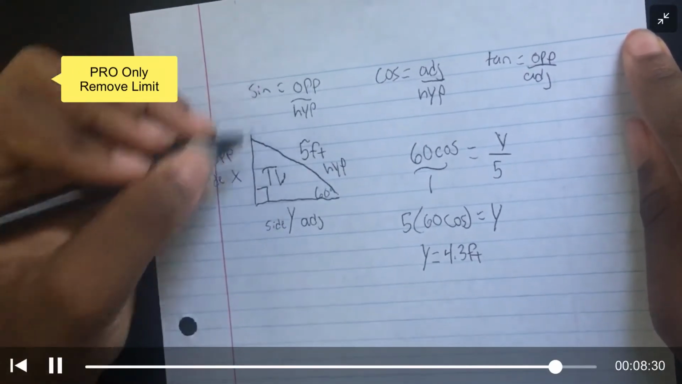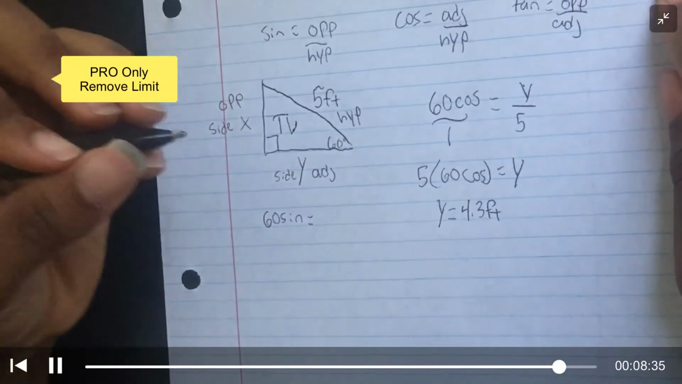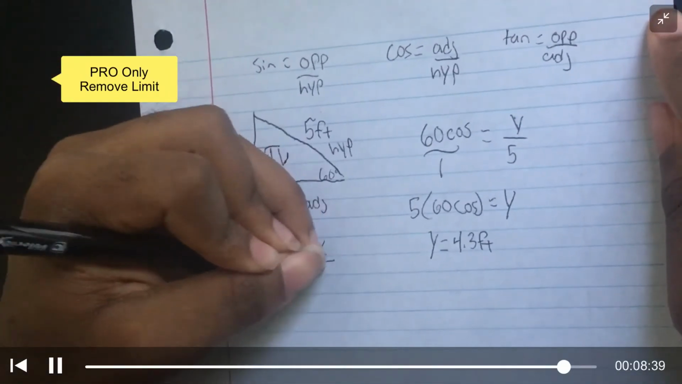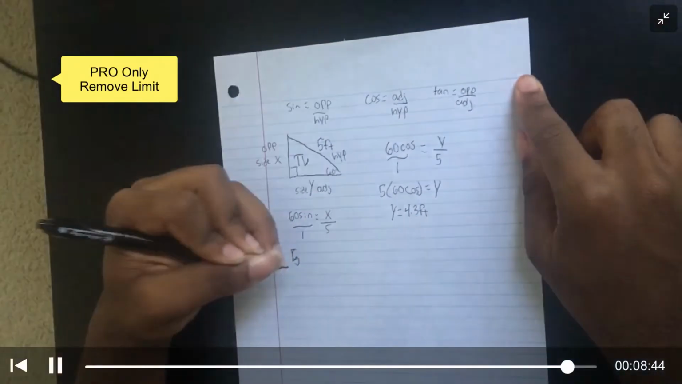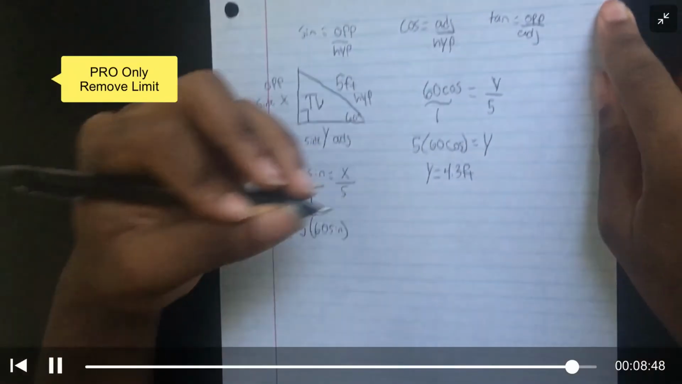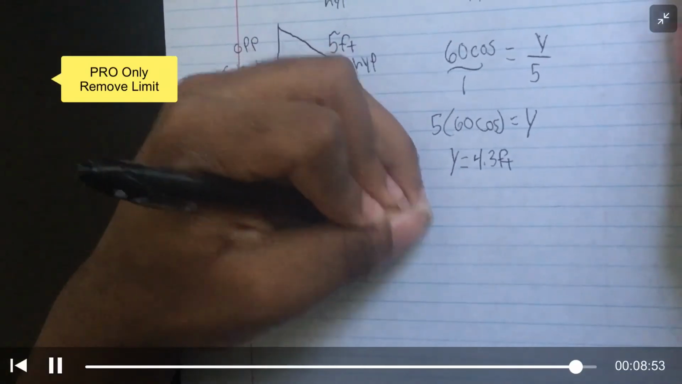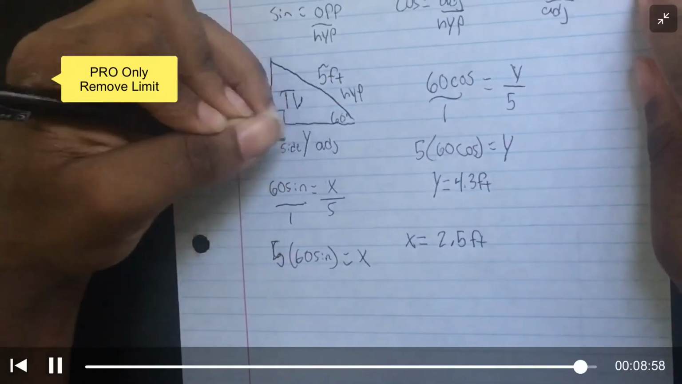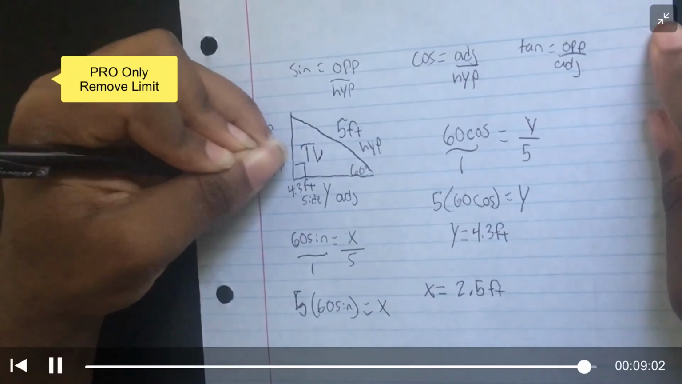So then we would solve for the other side. X is opposite and 5 feet is the hypotenuse, so that would be sine. So sine 60 equals opposite over hypotenuse, x over 5, make that a proportion. 5 times sine 60 equals x. And then solve that, make sure your calculator is in degrees, and you should get 2.5 feet. So that side would be 4.3 feet, and that side would be 2.5 feet.